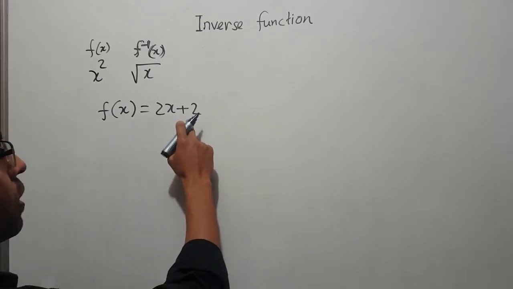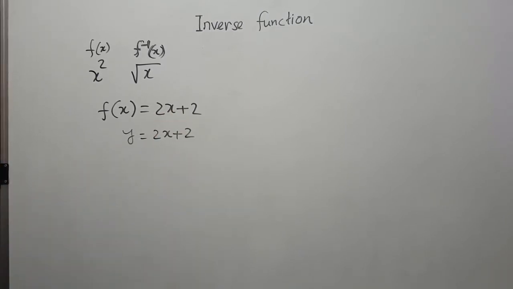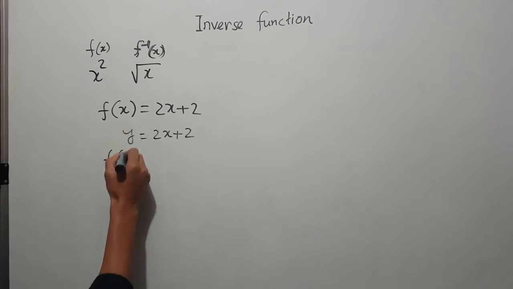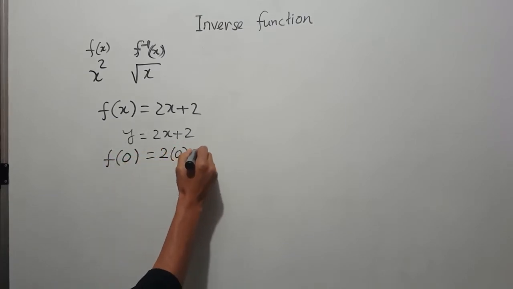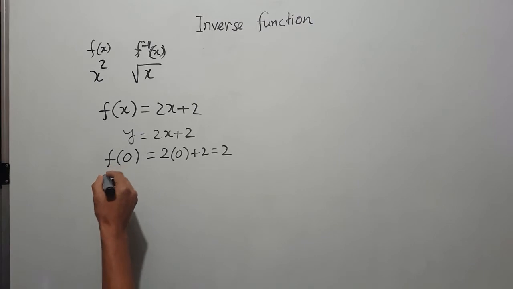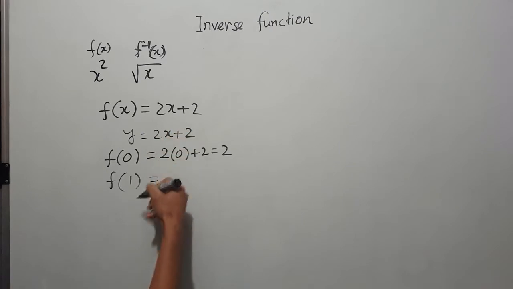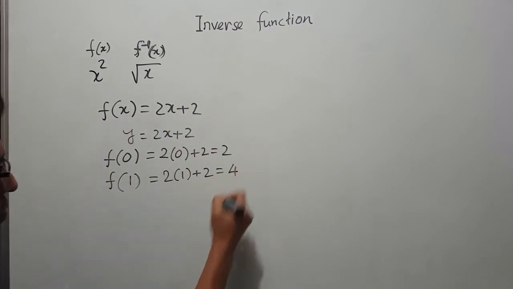The function f of x equal to 2x plus 2 is kind of y equal to 2x plus 2. We can write it in this form. It's the same thing. So if I say x equal to 0, then it gives us 2 times 0 plus 2, which is basically 2. And if I say, how about x equal to 1, then if I substitute, what is the value of y? We are getting 2 times 1 plus 2, which gives 4.